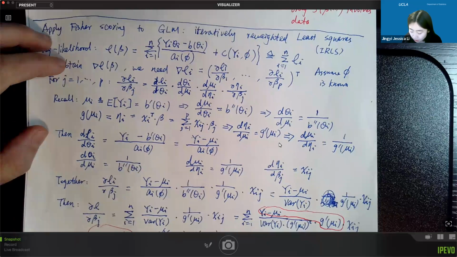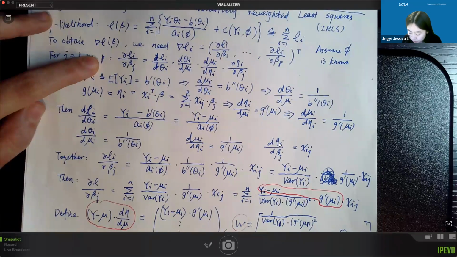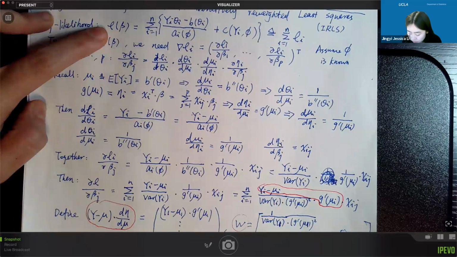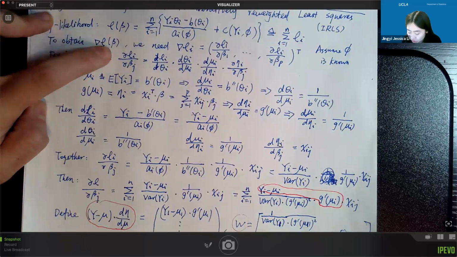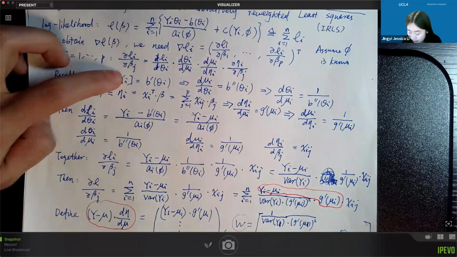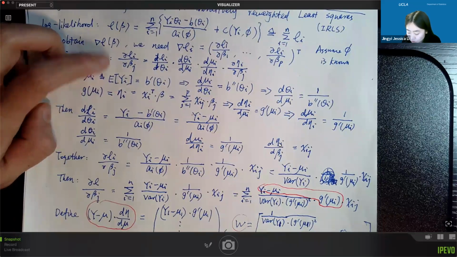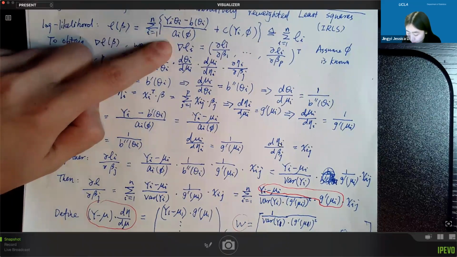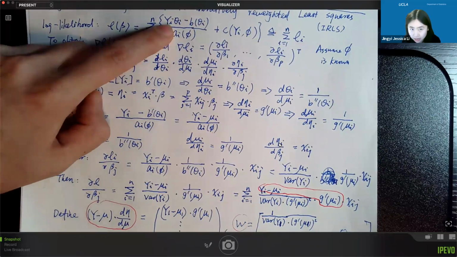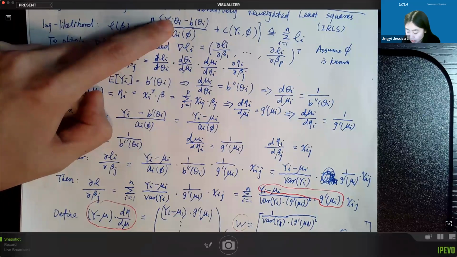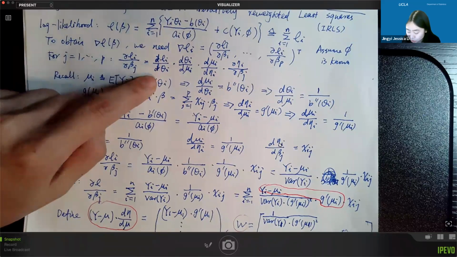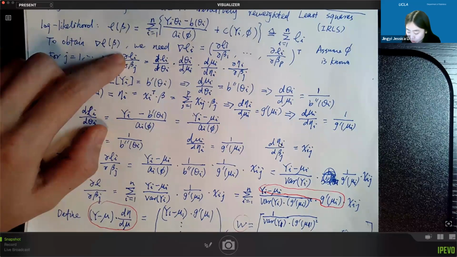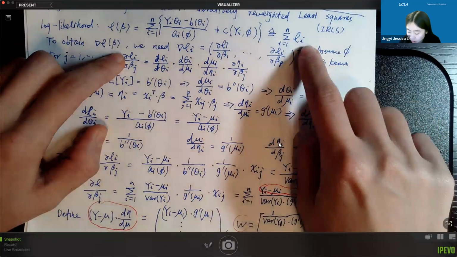What we basically did is to obtain the gradient of the log likelihood with respect to each element beta j in the beta parameter. To do that, we use the exponential family log density in this form. Here, the key parameter is theta i, the location parameter, which is connected to our beta. And we apply the calculus chain rule to derive the partial derivative of each element in the log likelihood.